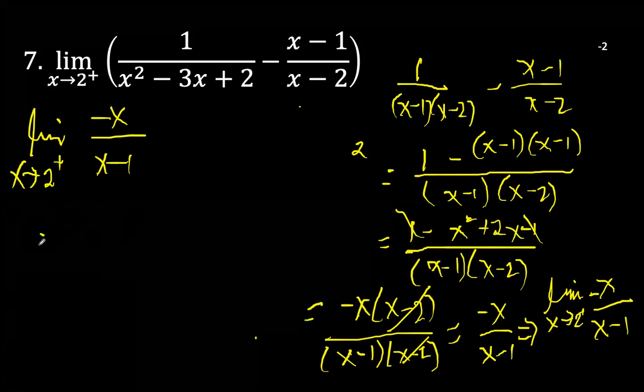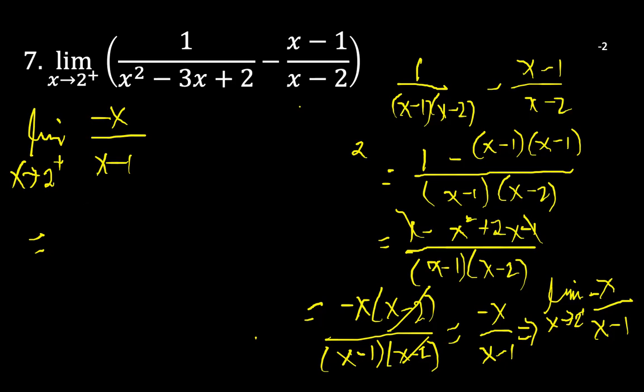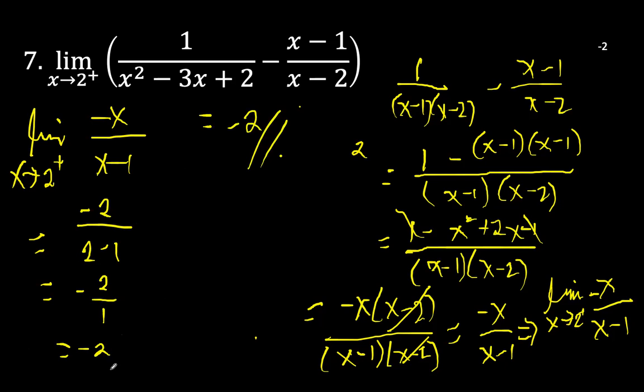So here, we can substitute 2 to the values of x, right? So that's negative 2 over 2 minus 1, which is equal to negative 2 over 1, equals negative 2. So the limit of this function is equal to negative 2. So we got the answer.